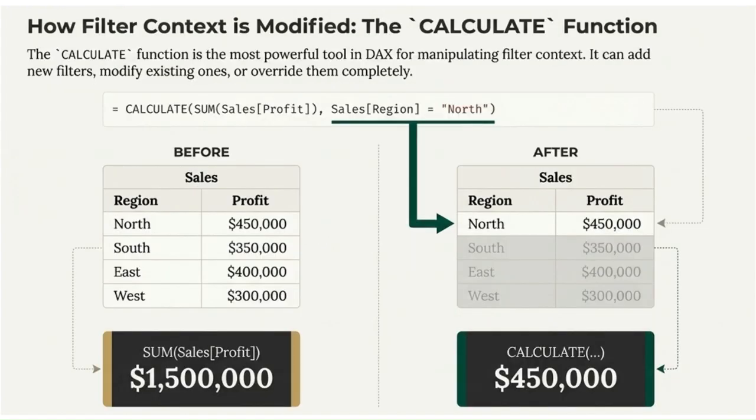CALCULATE is the most powerful function in DAX. It allows you to add new filters, modify existing filters, or override filters completely. The most important rule to remember is that CALCULATE first changes the filter context, then evaluates the expression. This behavior is the foundation of advanced DAX calculations.